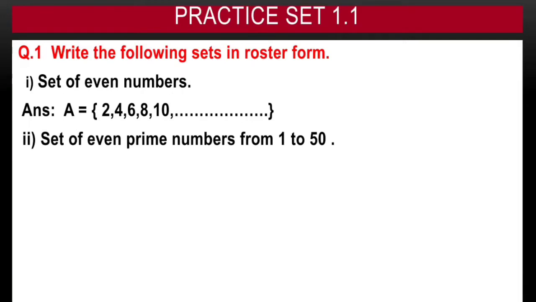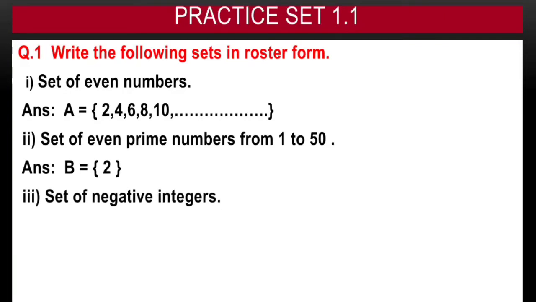Now the second example is set of even prime numbers from 1 to 50. There are many prime numbers between 1 to 50. But here you have to write down only even prime number. And even prime number is only 2. So therefore B is equal to, in curly bracket, 2. 2 is an even prime number.